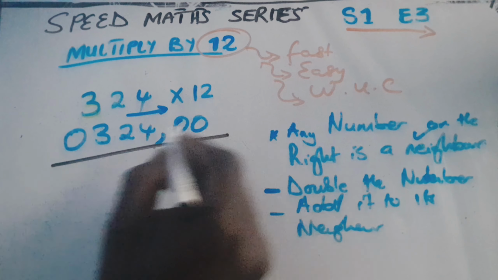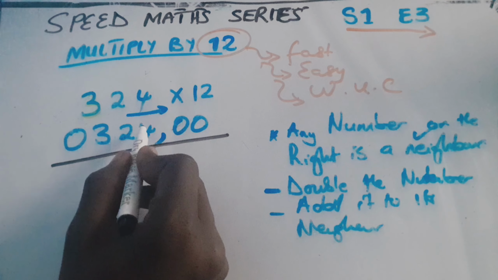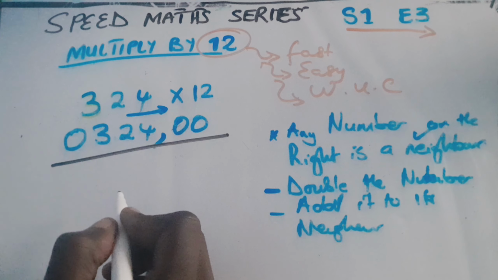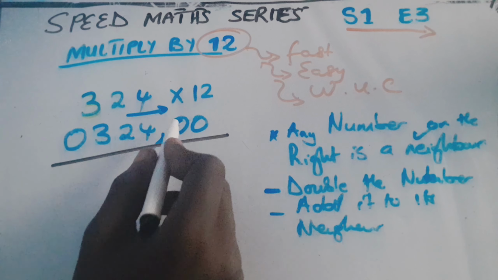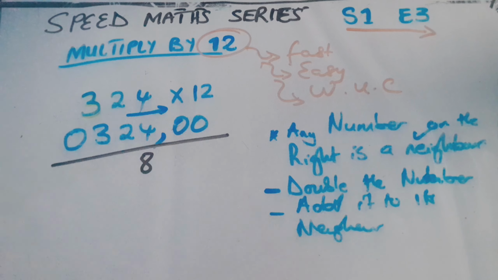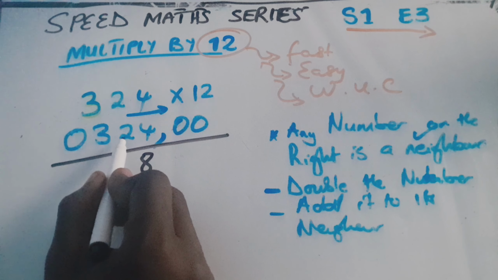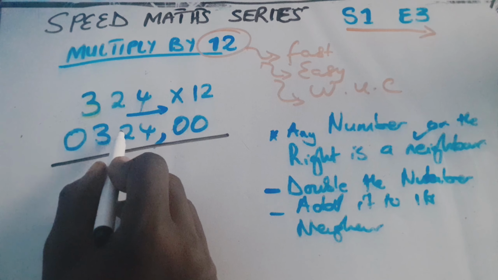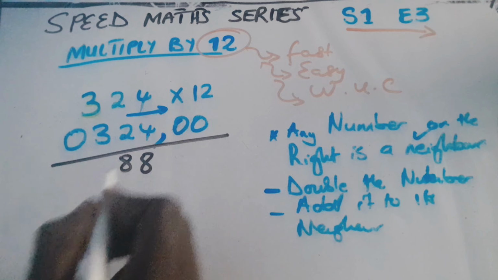So let's take a look at 4. If we double 4, we are going to get 8, and then we add its neighbor, which is 0, which gives us 8 still, right? And we take 2. If we double 2, what are we going to get? We are going to get 4 and add its neighbor. So 4 plus 4 becomes 8 as well, right?